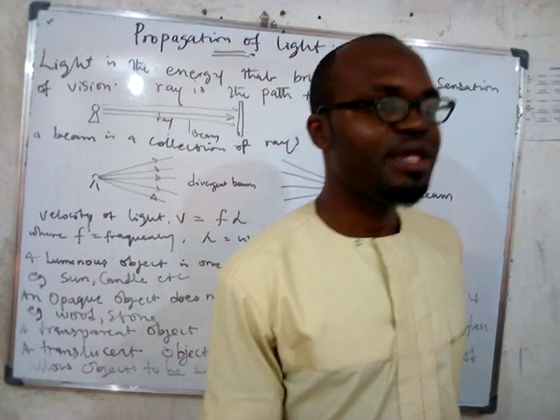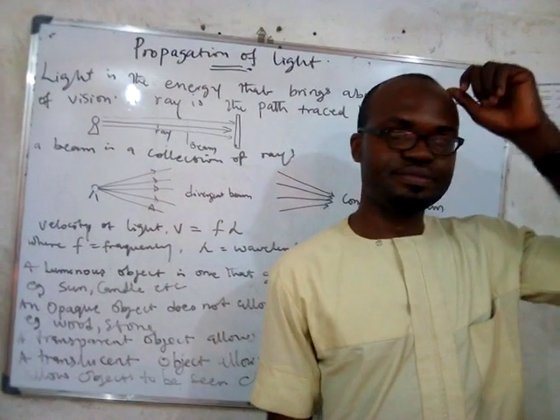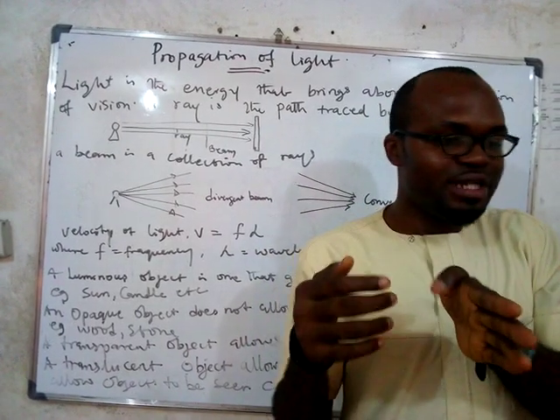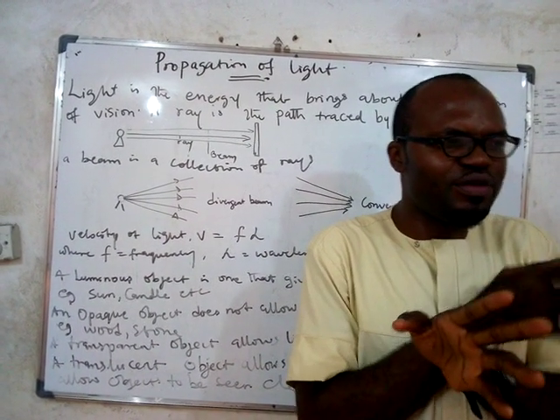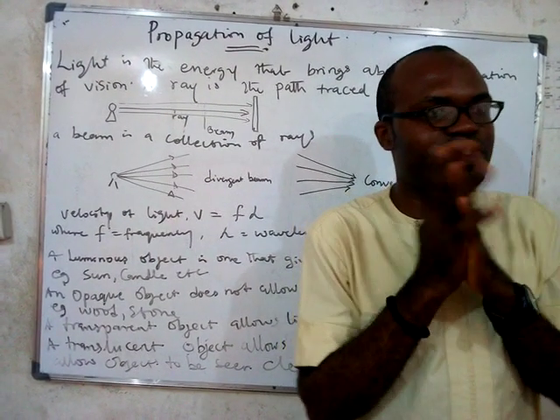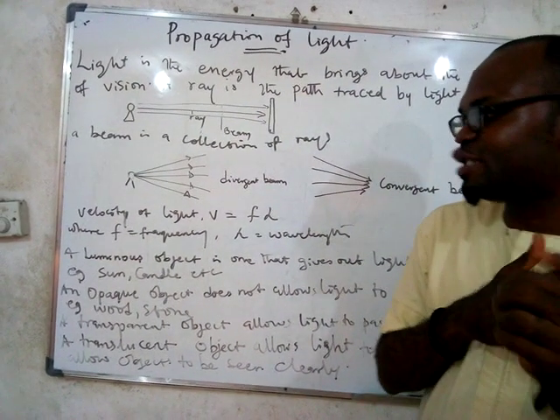Glass. There is another form of object known as translucent object, known as what? Those objects that when you place them in front of light, light will pass through them a little, but you will still not see what is on the other side very well. Is that clear? We call them what? Translucent objects. Then there is another type of object known as luminous object.